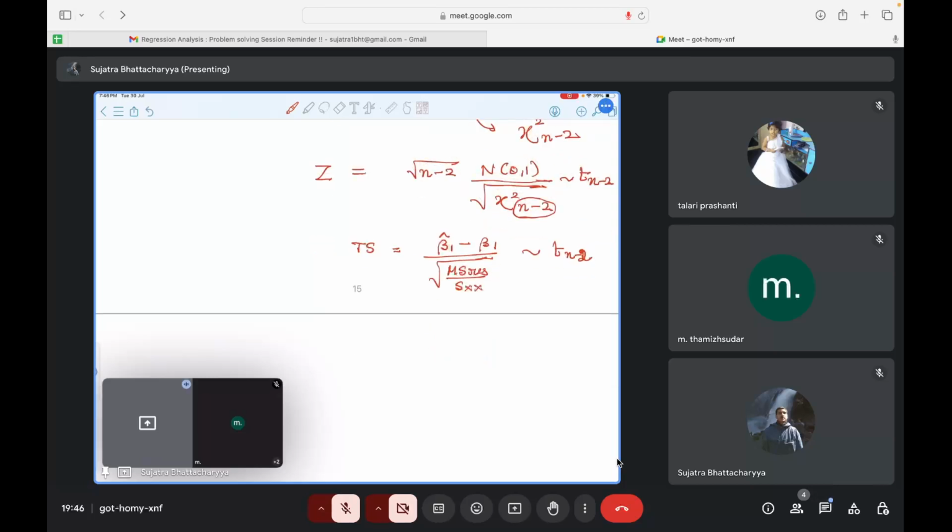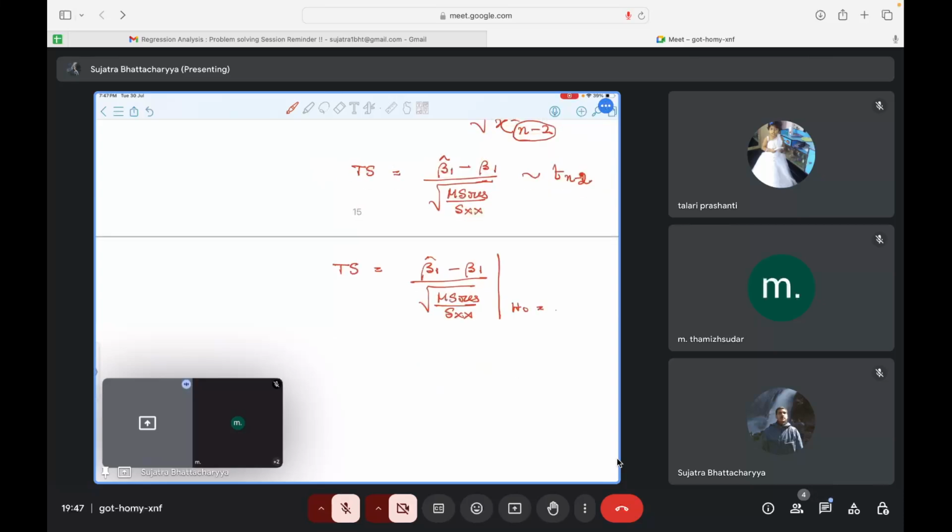Clear? So now Sxx is known, MS residual you can calculate or I will give you the value. Then you can easily see what the values of the distribution will be. Okay. So for hypothesis testing, this test statistic has to be understood or has to be calculated based on the null hypothesis, that is, at H naught.